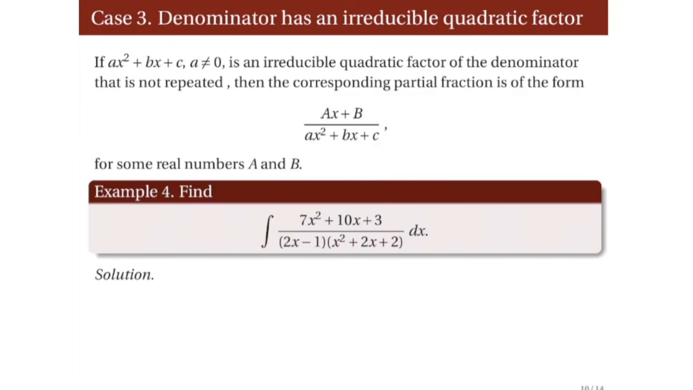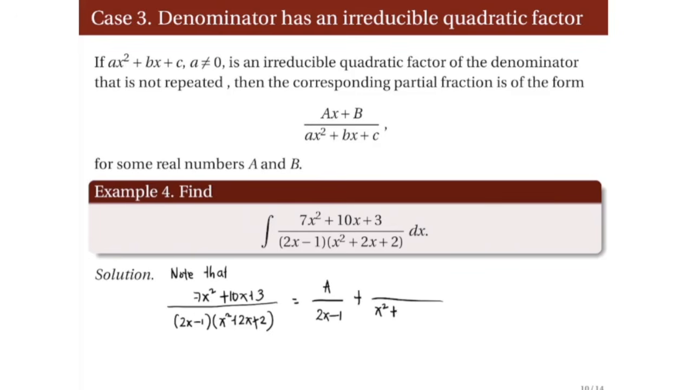So, here, note that 7x squared plus 10x plus 3 all over 2x minus 1 times x squared plus 2x plus 2 is equal now to the following. Again, meron kang factor na 2x minus 1. This is linear. So, yung numerator mo is constant. Plus, another factor is x squared plus 2x plus 2. So, yung numerator niya is linear, at most linear, bx plus c.